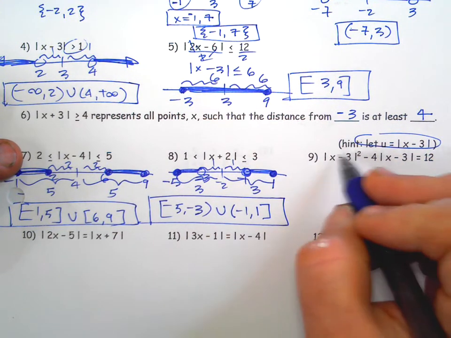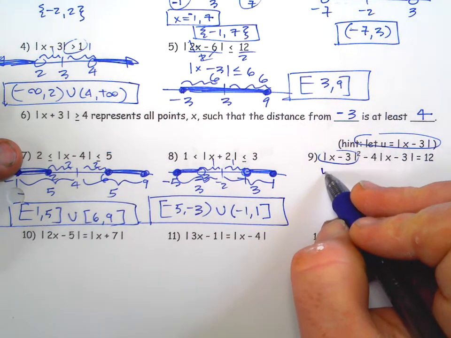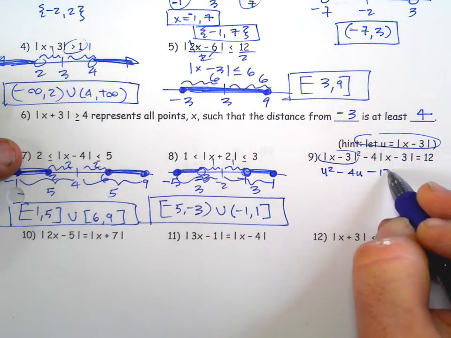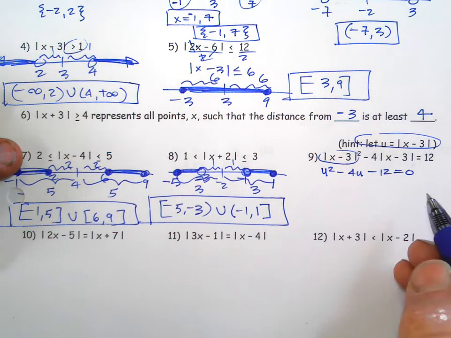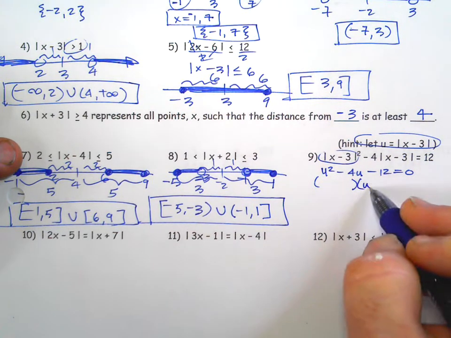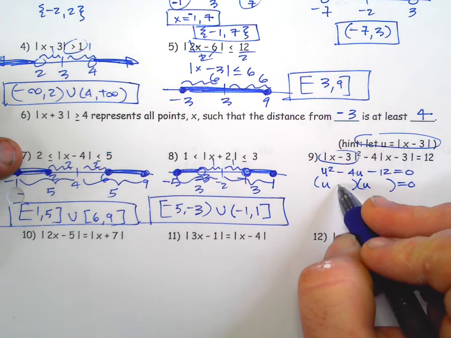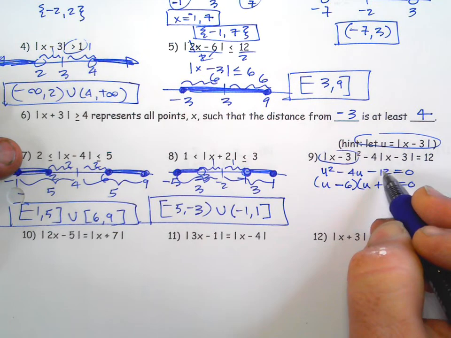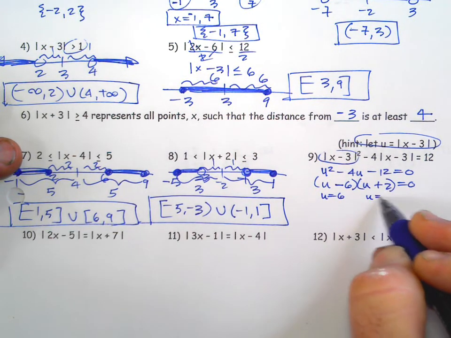So if we replace all the absolute value of x minus 3's with u, it'd be u squared minus 4u minus 12 if we move it over to this other side equals 0. And they're like, oh, this is a quadratic trinomial, so we could factor it, u and u, minus 6 plus 2 gives you -12, that's a -4, so u equals 6 and u equals -2.